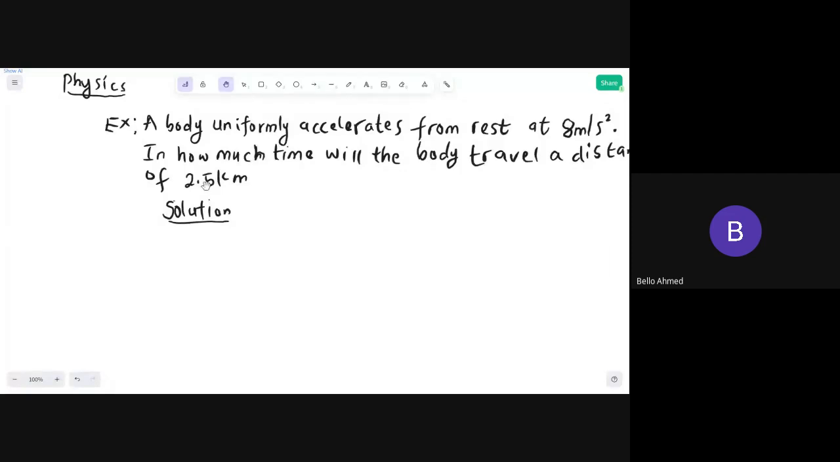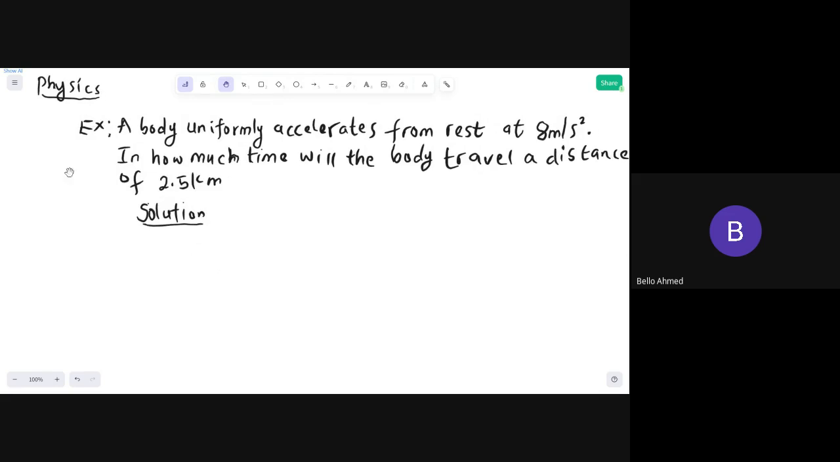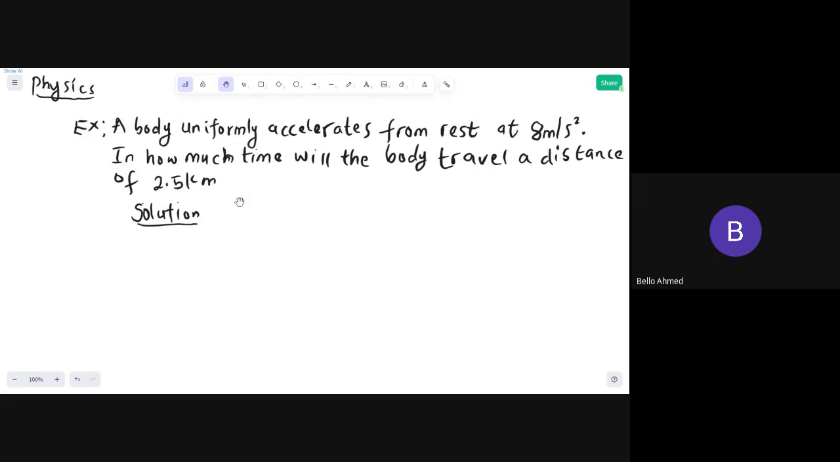Now, a body uniformly accelerates from rest at 8 meters per second squared. In how much time will the body travel a distance of 2.5 kilometers?